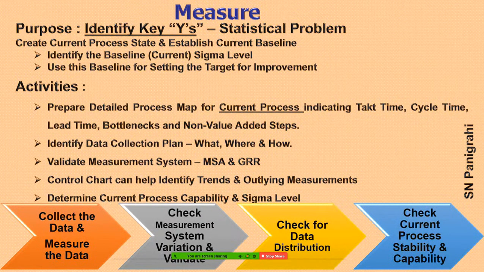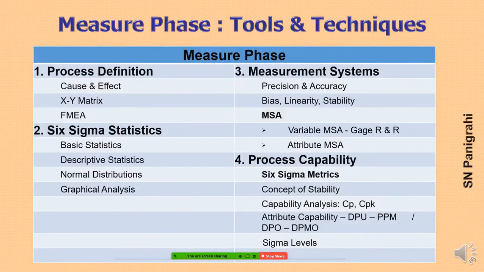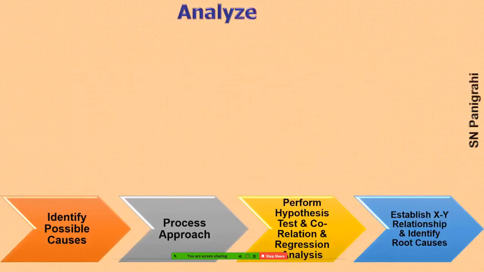Measurement phase, remember, is about the current process at present: what the takt time is, what the cycle time is, what the lead time is, what the deviation percentage is, or what the delay percentage is. Like that, we are finding what is at present. And then these are the various tools and techniques we use in the measure phase.